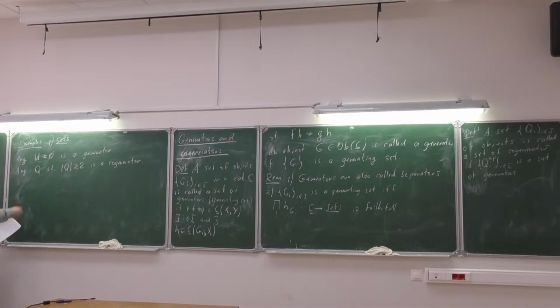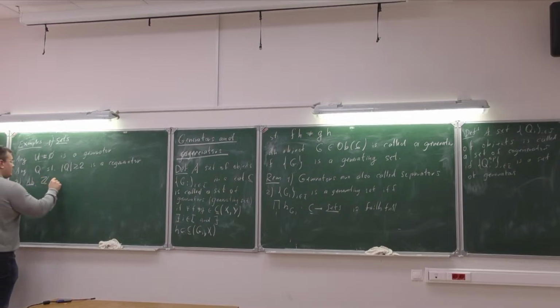Now in example number 2, I'm not so sure that this is easy. Let's take abelian groups, and what are the generators in the category of abelian groups? Can you give me an example of a generator? Maybe three abelian groups. Well, can you be more specific? Maybe just choose one. Yeah, so that's a good example of a generator.